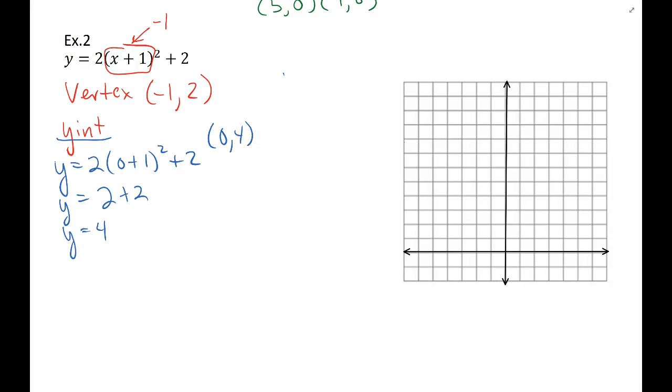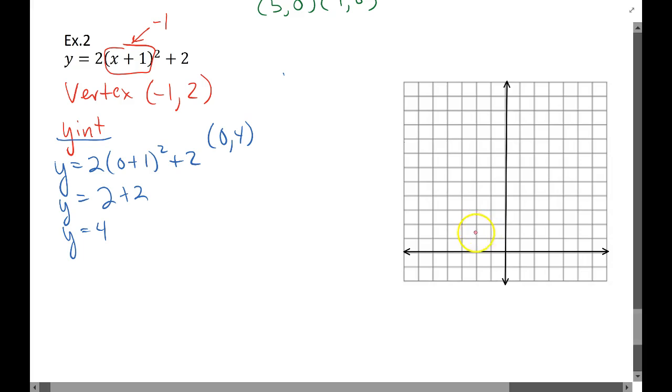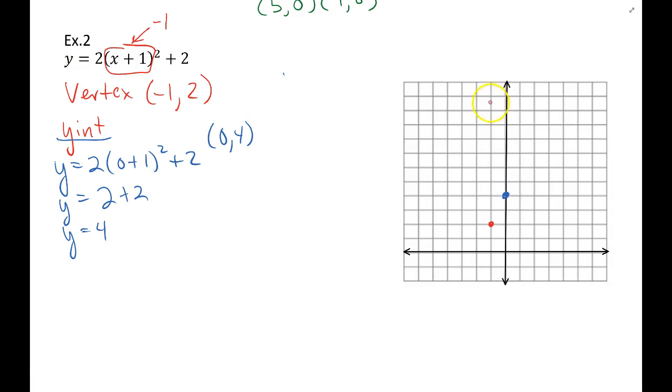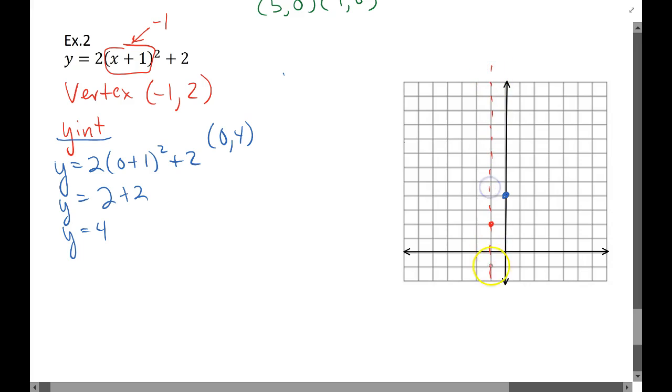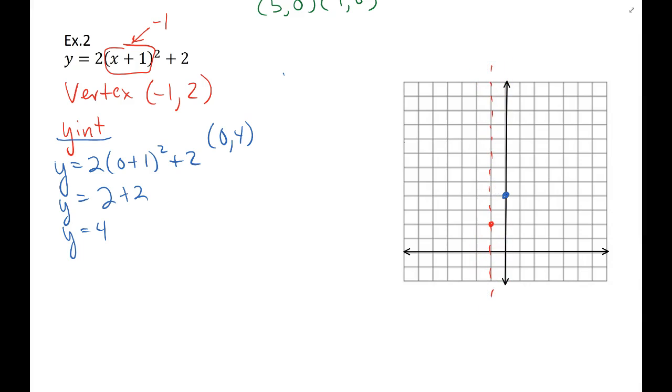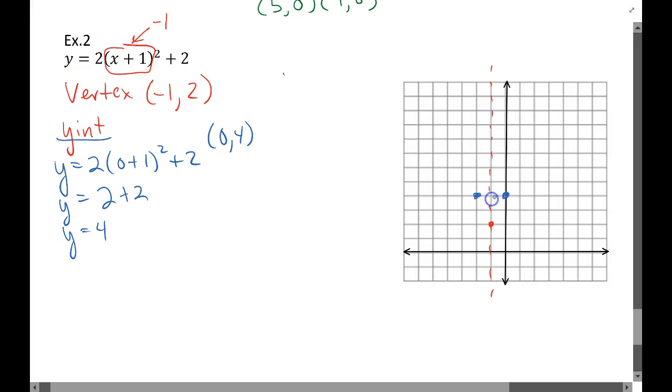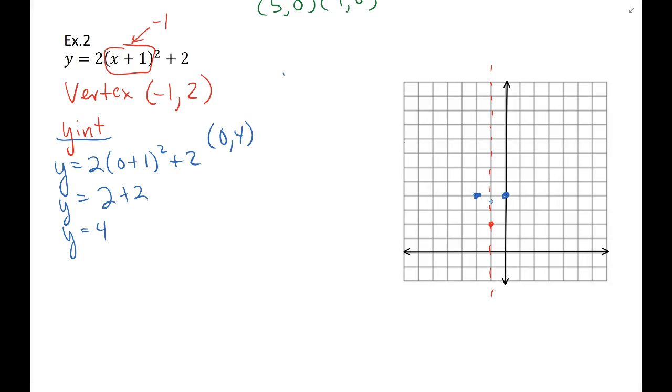Let's go ahead and look and see where our vertex is on the graph. Vertex is at -1, 2, and our y-intercept is 0, 4. We can go ahead and use our line of symmetry that goes through the x. Using the line of symmetry, we get our third point because we have a point 1 to the right, so we have a point 1 to the left. Now, you can already see that we don't have x-intercepts here. The graph is opening up. The vertex is above the x-axis.